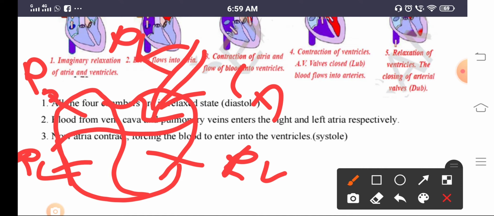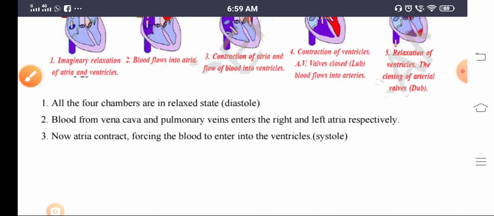From the different body parts, through the caval veins, blood is collected and poured into the right auricle. In this way, blood comes from different body parts to the right auricle, that is DOB, deoxygenated blood. Into the left auricle, blood comes from the lungs through the pulmonary vein. So this is the second step. Once more, let us have a glance at what happens in the second step.